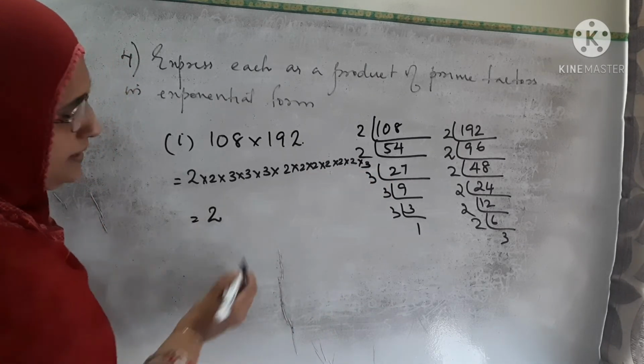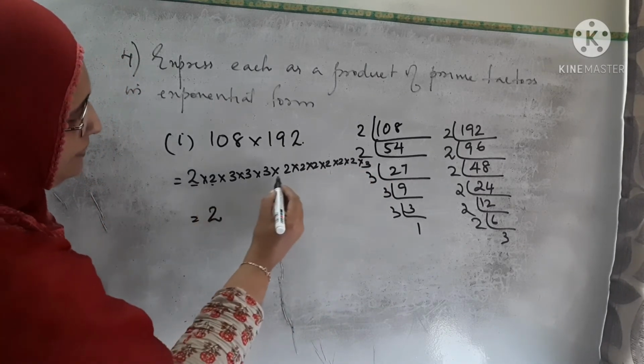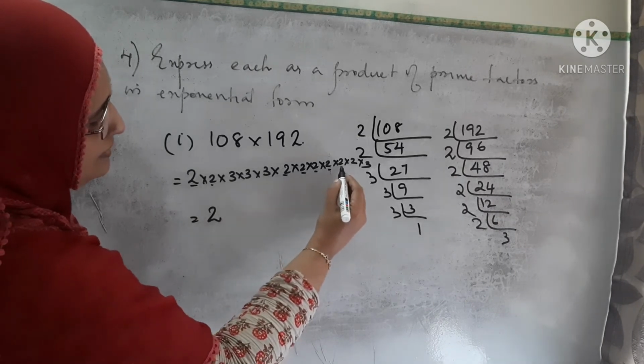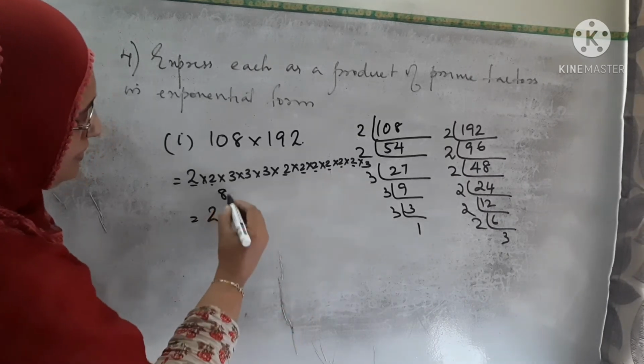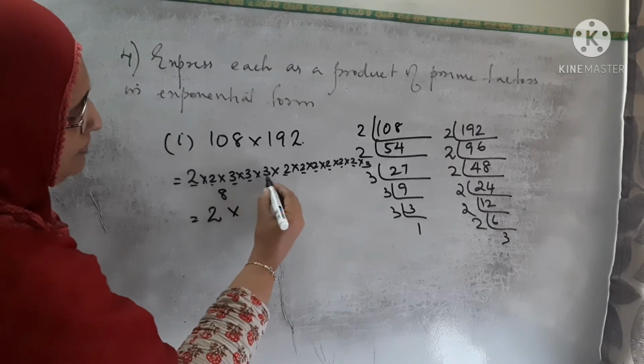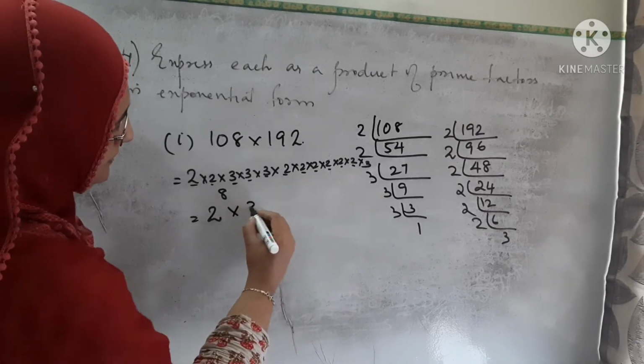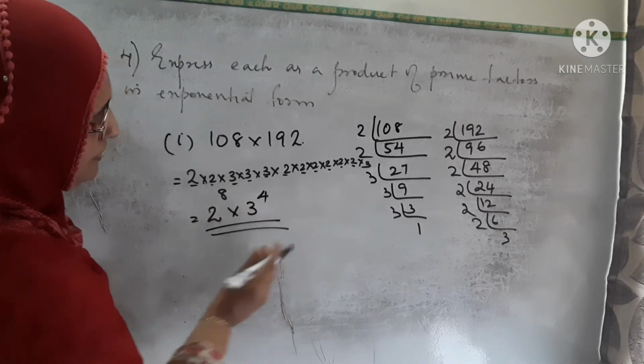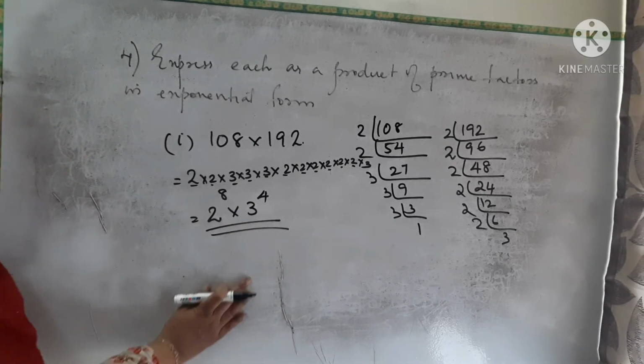So how many 2's are there? 1, 2, 3, 4, 5, 6, 7, 8. 2 raised to 8 into 1, 2, 3, 4, 3 raised to 4. So you wrote it in the exponential form.